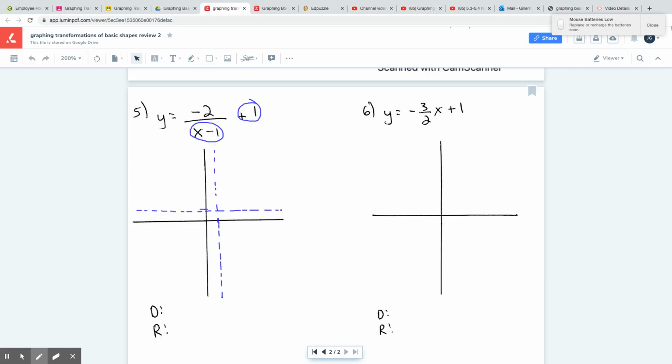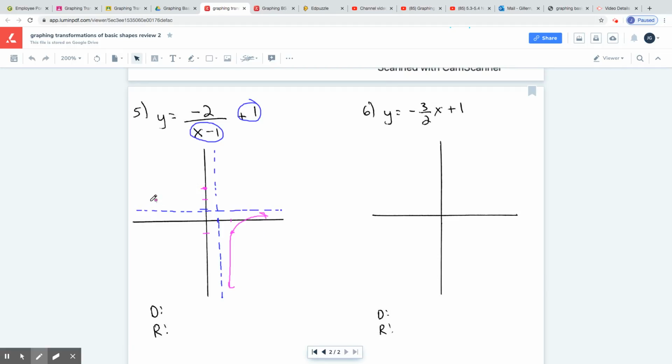Mouse battery's low. Great. Okay. So this is y equals 1, x equals 1. From here to get your other points, this negative means we have a flip. So instead of being in here and here, I'm now going to be in this area and this area with my curve. So from this point (1, 1), I'm going to go up 2, 1, 2, to the left 1. I'm going to go down 2, 1, 2, and to the right 1. And there's my points that I'm going to have.